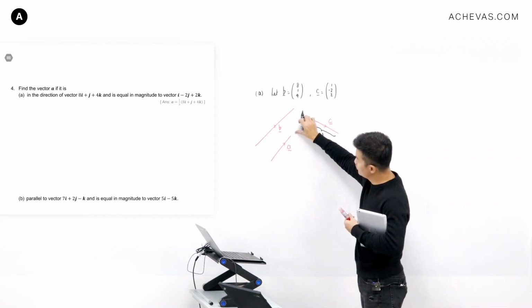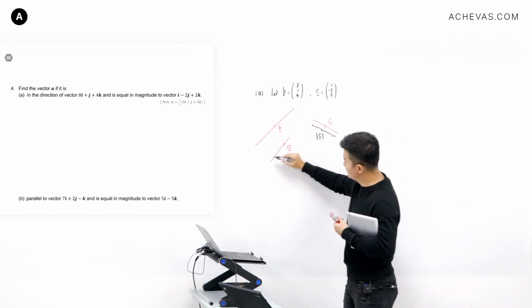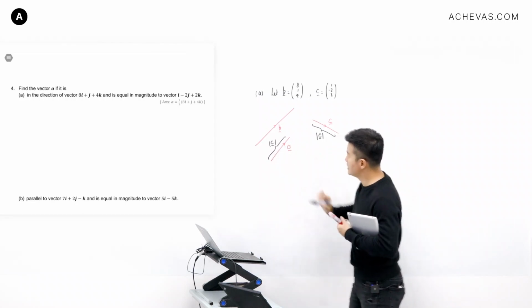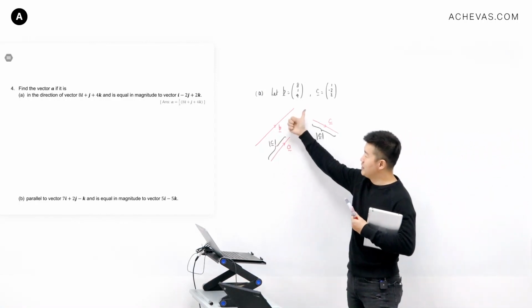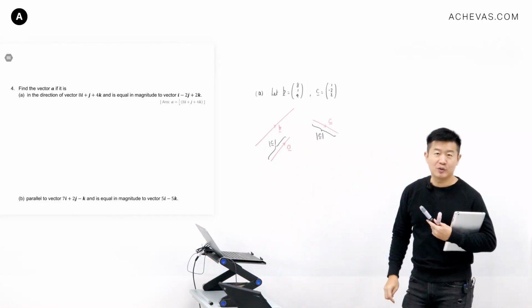So a probably is not going to be this long. It should be having a length that is almost this. So this a will bear the magnitude of c. So this is what I'm looking for: a vector a that is in the direction of b and a vector a that has the same magnitude as c. Let me show you the strategy.